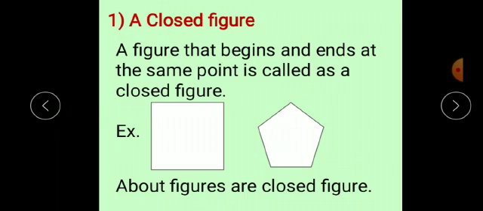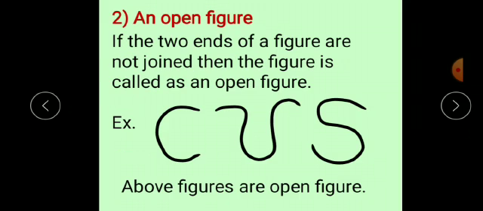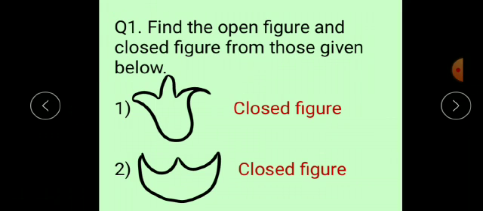If the figure begins and ends at the same point, then it is a closed figure, and if the two ends of a figure are not joined, then it is an open figure. Okay. Now we will solve some questions based on this. So the question is, find the open figures and closed figures from those given below. Here are some examples and you have to identify.